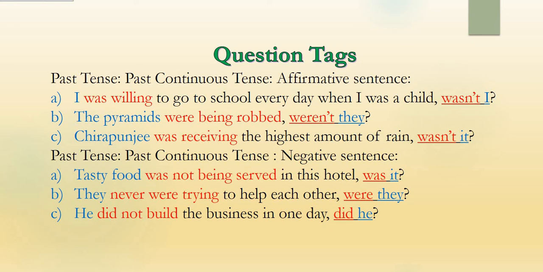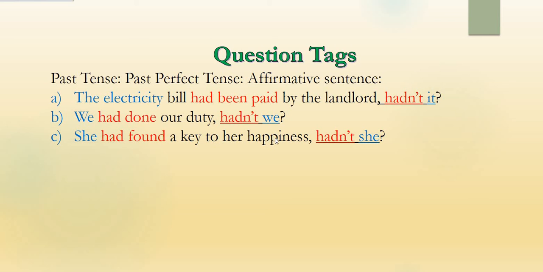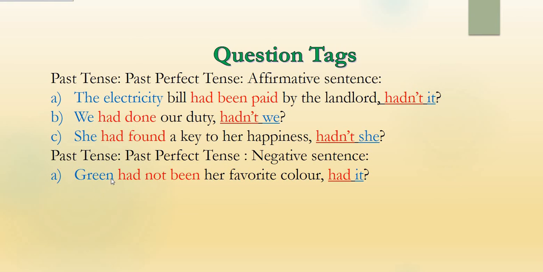He did not build the business in one day. Did he? Omit not. Past perfect affirmative sentence. The electricity bill had been paid by the landlord. Hadn't it? This is a passive voice sentence, but still no problem. The electricity bill is a subject and had is the auxiliary verb. We have to add negativity to it and say hadn't it. We had done our duty. Hadn't we? She had found a key to her happiness. Hadn't she? Past perfect tense, negative sentence. Green had not been her favorite color.